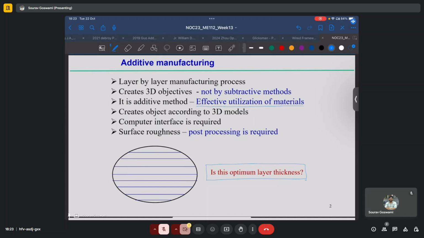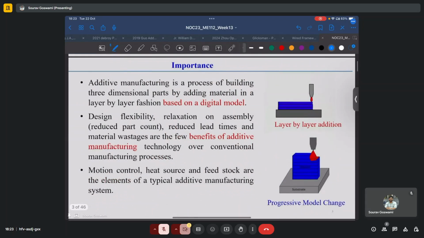And the answer, as we know, is no, because in some regions say near the equator, these layer thicknesses might still be okay, but as we near the poles, here we need much finer layer thickness so that we are able to capture the curvature of the geometry. If we work with such very thick uniform layers throughout, we will fail miserably at capturing the part geometry accurately.